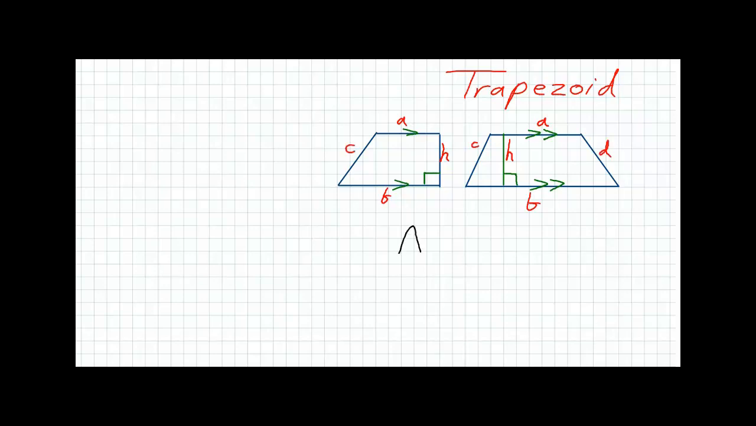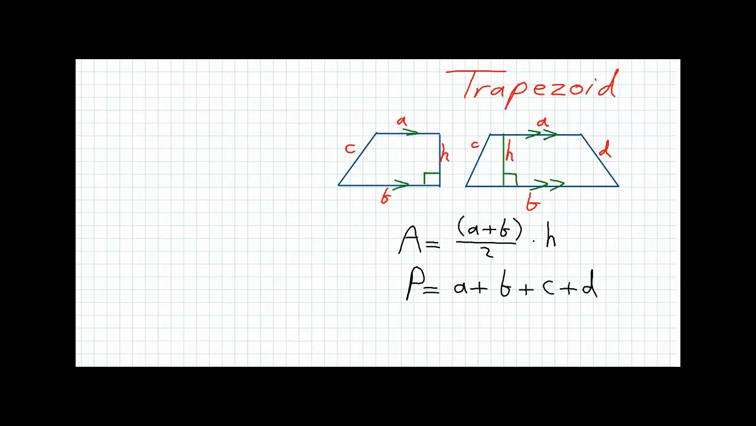If you want to find the area for a trapezoid, you will need to find the sum of the two parallel sides, divide it by 2, and then multiply the result by the height. And if you want to find the perimeter, you just find the sum of the 4 sides of the trapezoid. So A plus B plus C plus D.